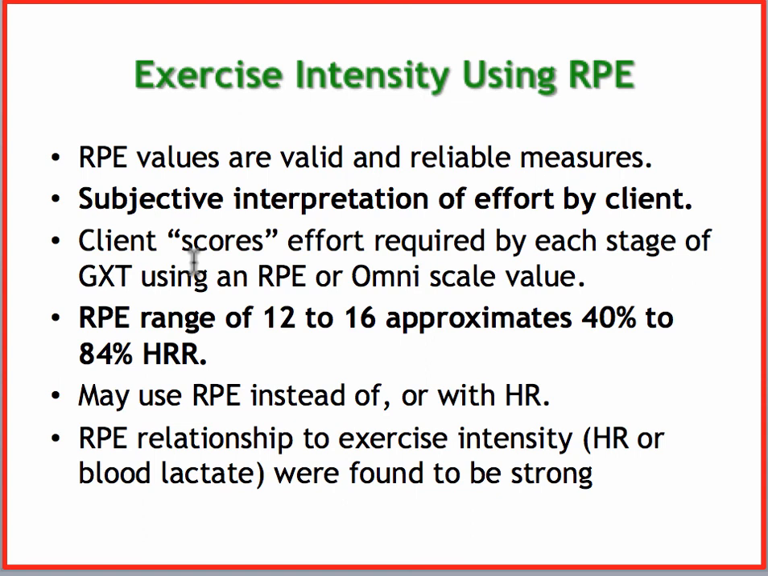So whether you use an RPE scale or a pictorial Omni scale, there are several in your book that show very nice people running up a steep incline, and then it gives you numerical ratings of like 1 through 10. When you're using the Borg RPE scale, generally a 12 to 16 approximates 40 to 85% of heart rate reserve. So this is where most people should be training. And again, if someone's less fit, they train more towards 12. If someone's more fit, they train more towards 16.